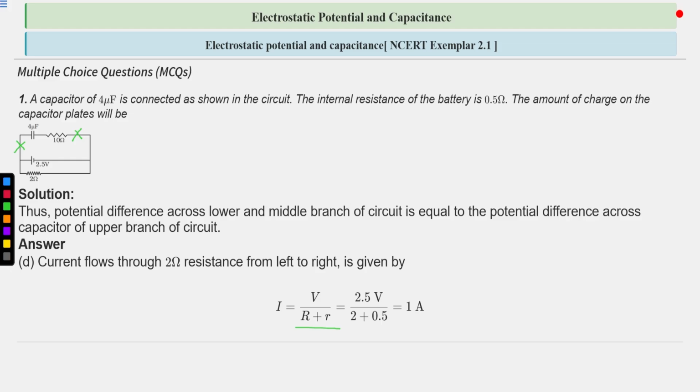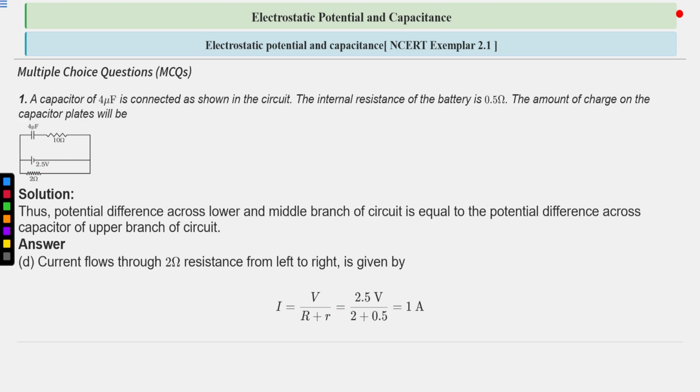The internal resistance of the battery itself is 0.5 ohm. So the total resistance in the circuit is the internal resistance of the battery plus the 2 ohm, due to the series combination of resistors. So the total resistance is R plus r, where capital R is the external resistance 2 ohm, and small r is the internal resistance of the battery. And what is the potential? V is the voltage of the battery, 2.5 volt, upon 2 plus 0.5, which after solving is equal to 1 ampere. So the current through the circuit is 1 ampere.